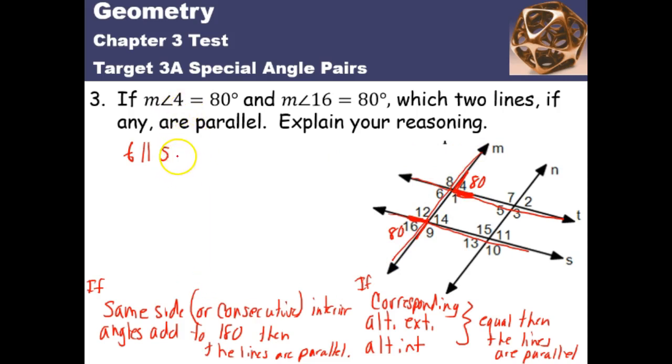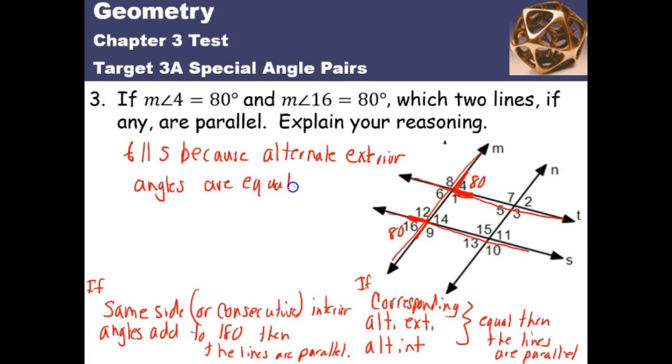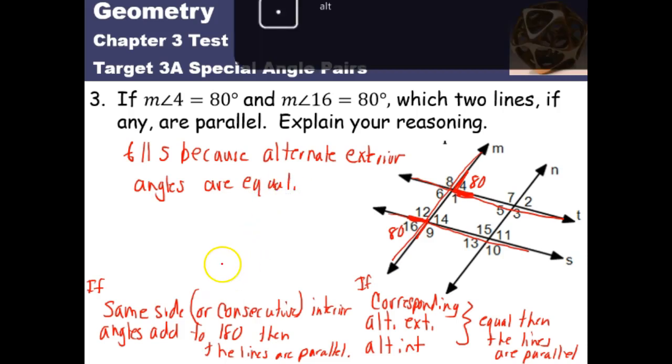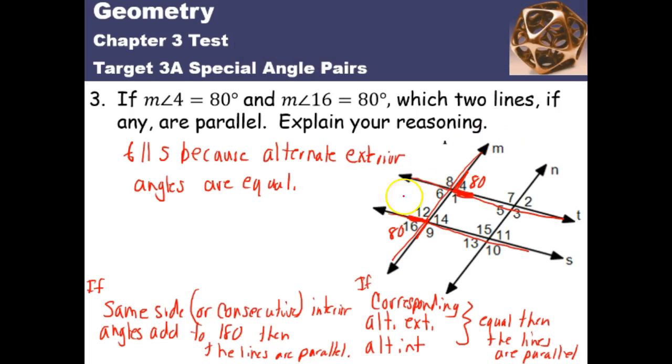So I'm going to say T is parallel to S because alternate exterior angles are equal. That's how we know that they're parallel. Oops. Okay. Alright, next.